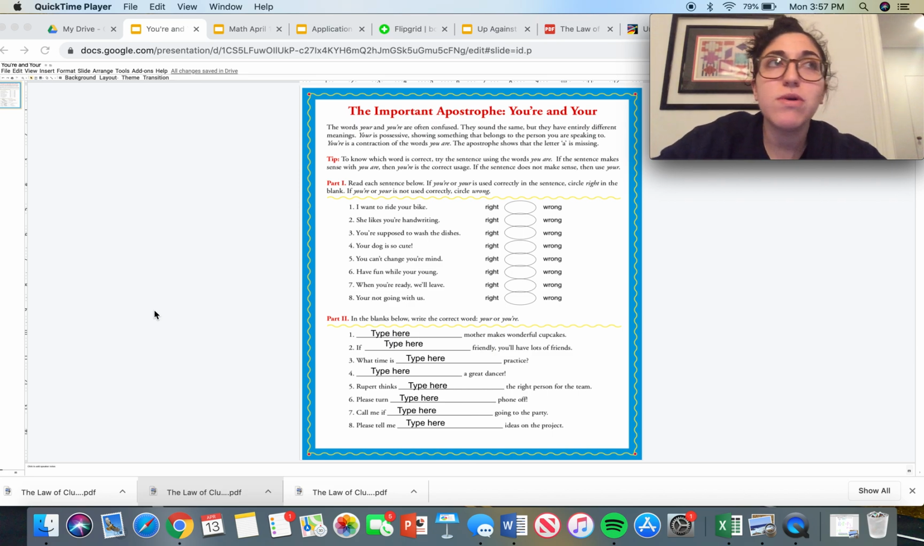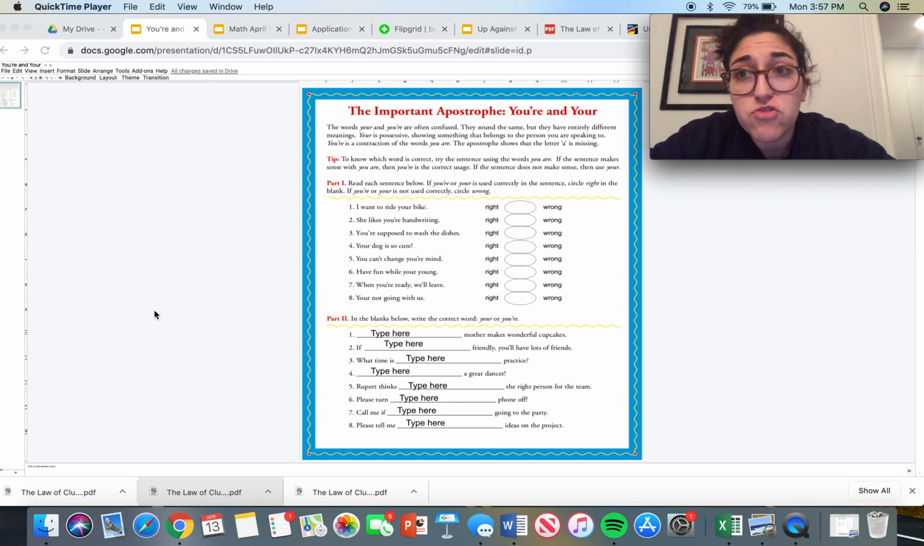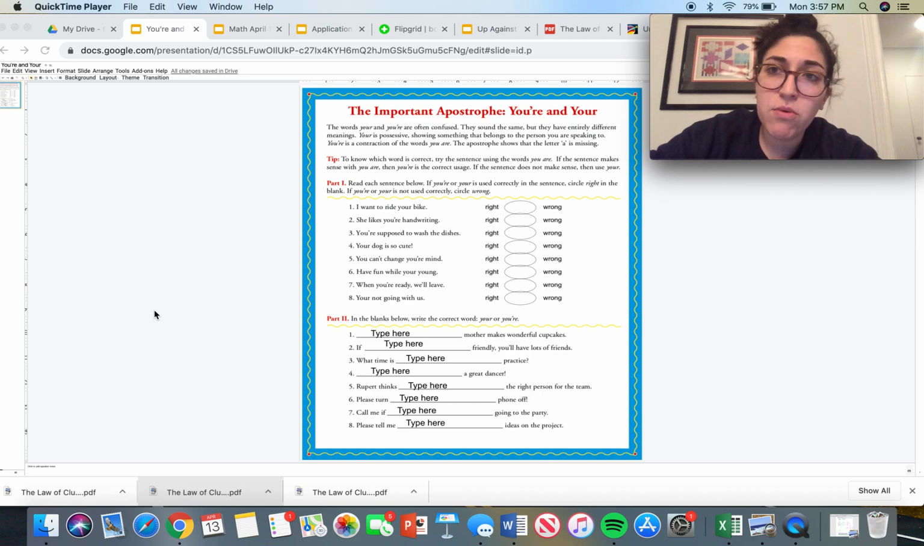Now, if you remember, we talked about these earlier on in the year when we would talk about something like bat, right? And bat. So it's words that sound the same but mean different things. And so now what we're going to be talking about is a homophone, words that sound the same, mean different things, but are commonly confused with each other. And today we are going to start with these two, you're and your.